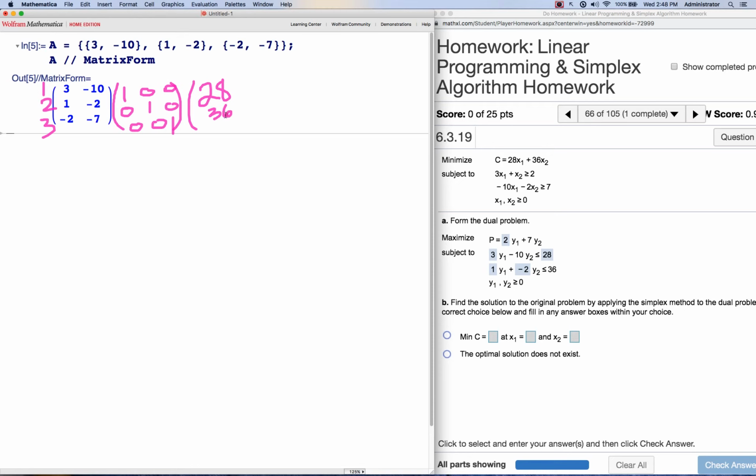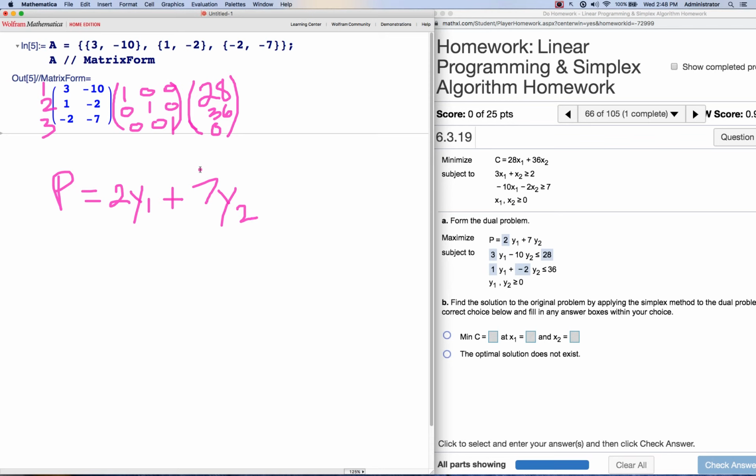And of course, here you're going to have 0 at the bottom. And the reason you have 0 is because if you look at your p function, so you have p is equal to 2y1 plus 7y2.